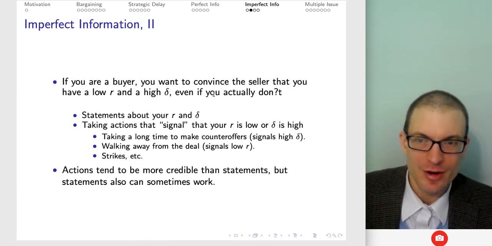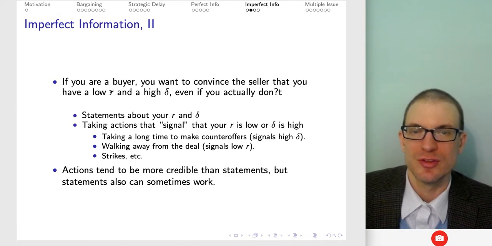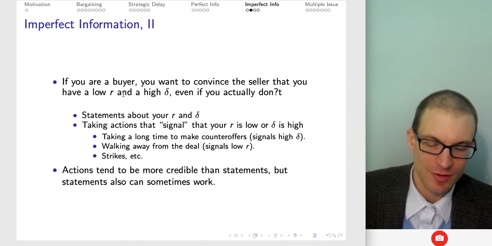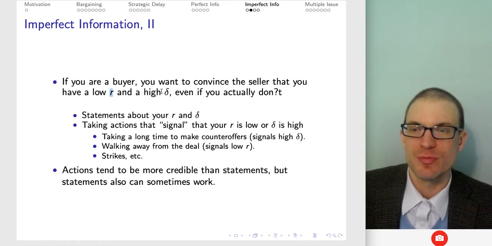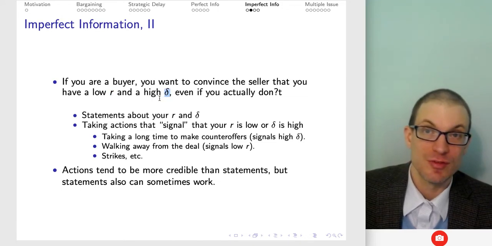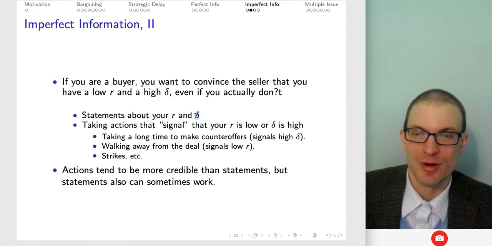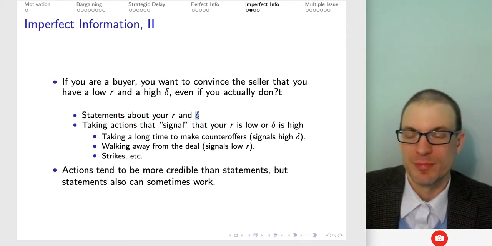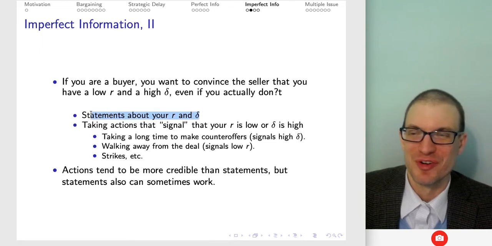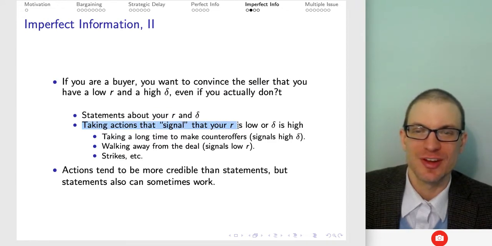such as if you're a buyer, you want to convince the seller that you have a low reservation price and a high patience, even if you really don't. So you might make statements about your reservation price and about your patience parameter. This is like the proverbial negotiation for a car where you threaten to walk away from the deal, right? So taking actions that signal your reservation price is low or your patience is high.